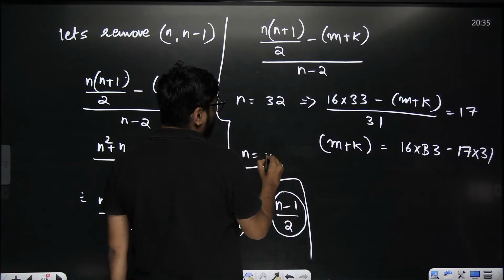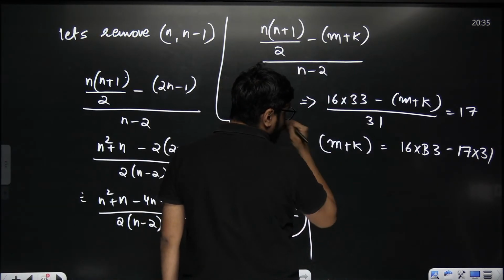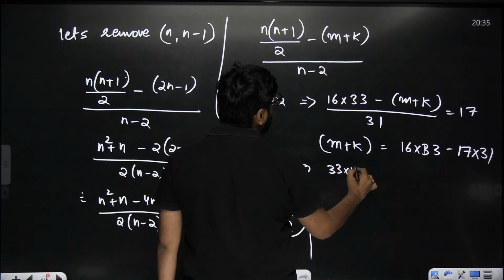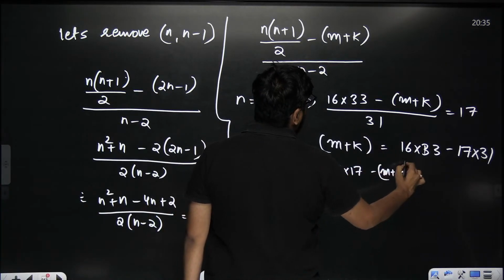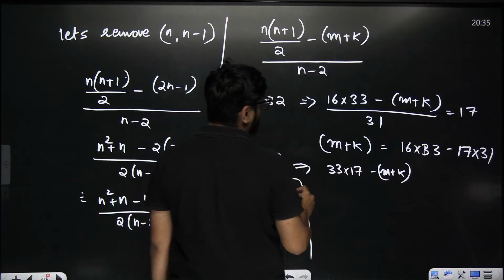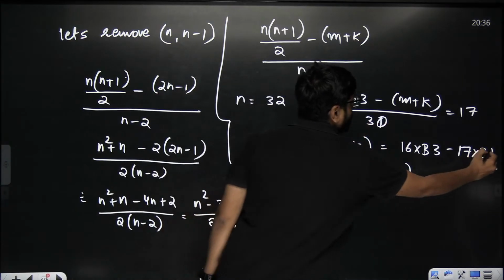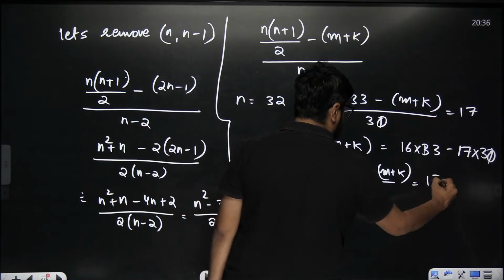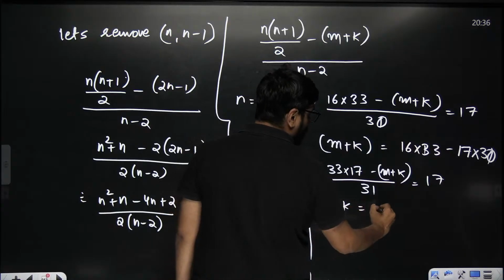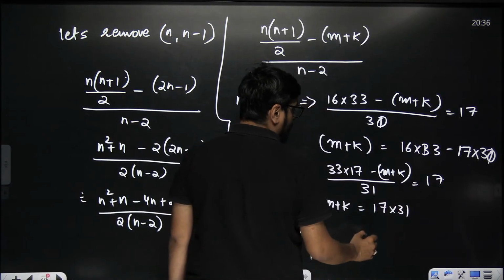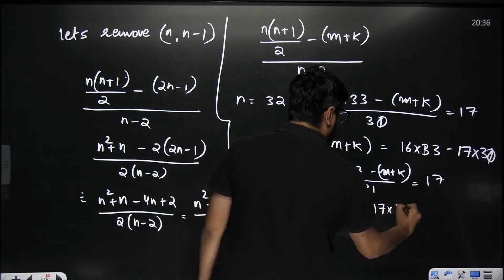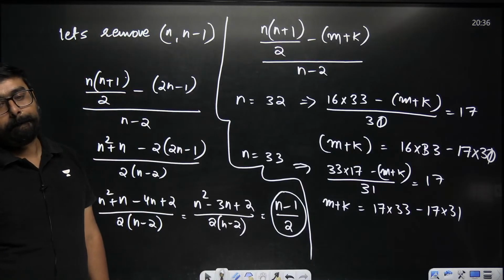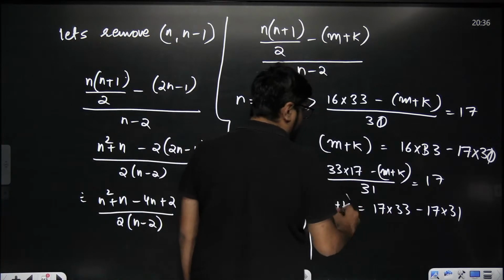And if you put n equal to 33, what are we getting? For m plus k, this will become n into (n+1)/2, that means 33 into 34/2, 33 into 17, minus (m plus k), divided by n minus 2, that means 31, equal to 17. So you'll get m plus k equal to 17 into 33 minus 17 into 31. This will be your m plus k value. Now you just need to check which is the maximum.